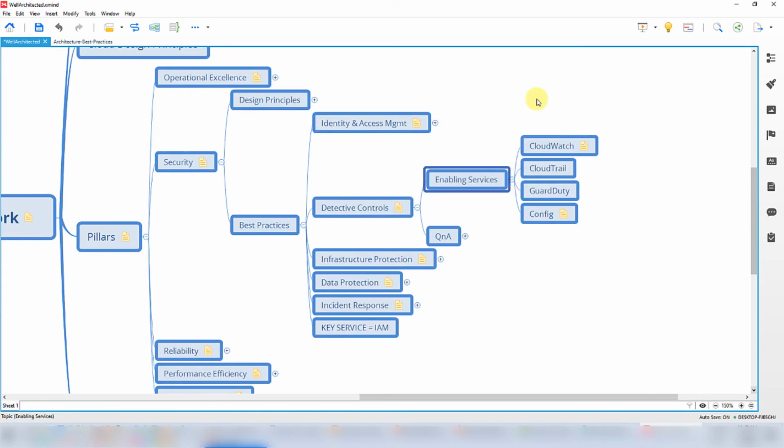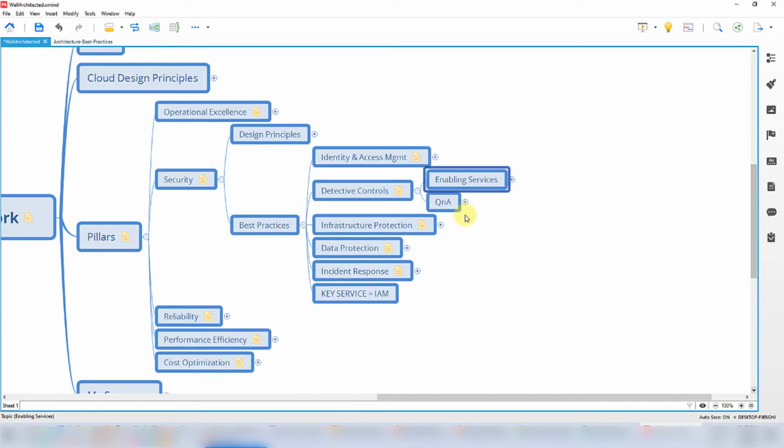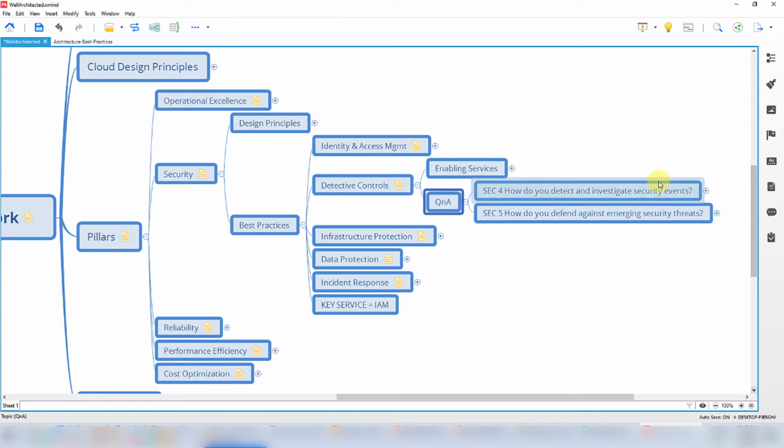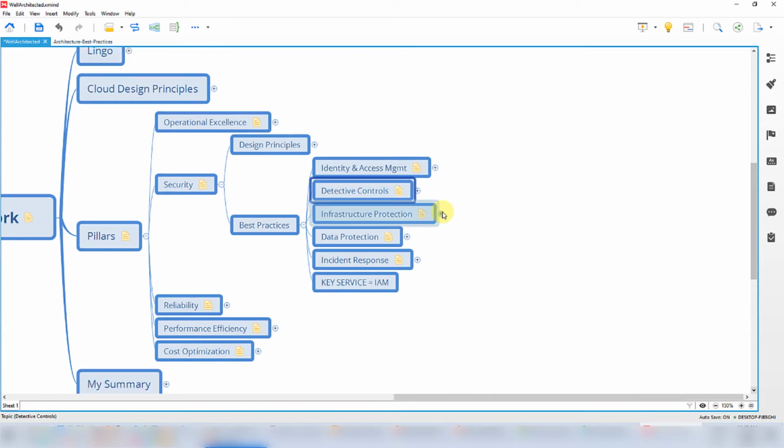For detective controls, key enabling services are CloudWatch, CloudTrail, GuardDuty, and Config. CloudWatch can trigger events to automate security incident responses. Config has a detailed inventory of resources and configurations. Let's look at the questions driving best practices. How do you detect and investigate security events? And how do you defend against new and emerging security threats?